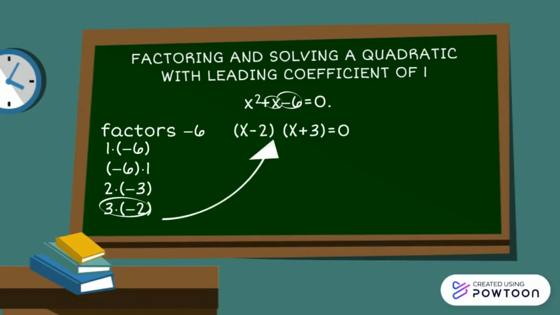To solve this equation, we use the zero product property. Set each factor equal to 0 and solve. So x minus 2 equals 0 gives x equals 2, and x plus 3 equals 0 gives x equals negative 3. The two solutions are x equals 2 and x equals negative 3.